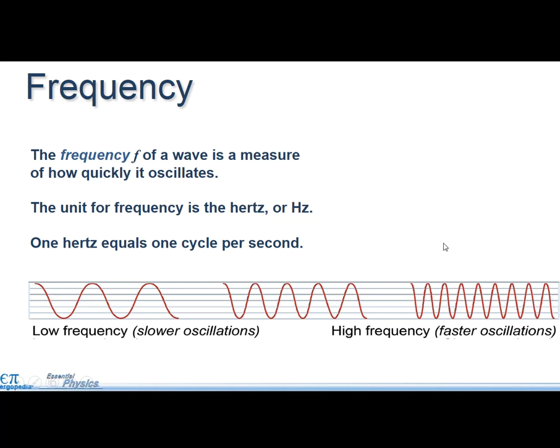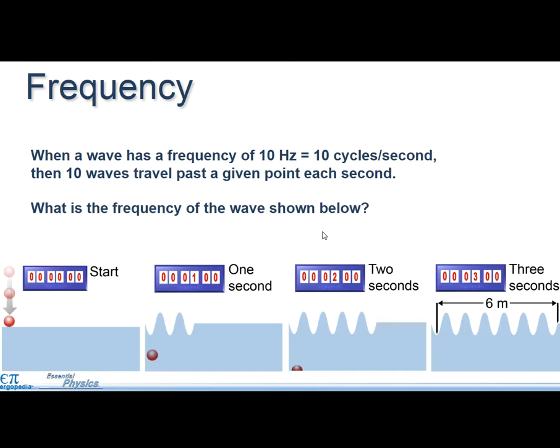And so basically the idea is that the faster the oscillations, you can actually see that it has a shorter wavelength or length of the wave. So again, as a reminder, the unit of frequency is hertz, and 1 hertz is a cycle per second. So when a wave has a frequency of 10 hertz or 10 cycles per second, that means that 10 waves travel past a given point each second. So what would be the frequency of the wave shown below?